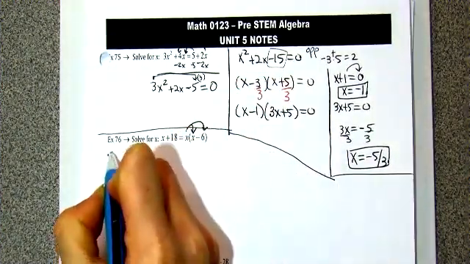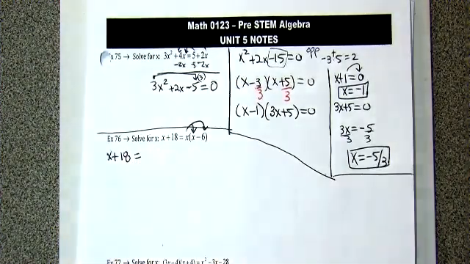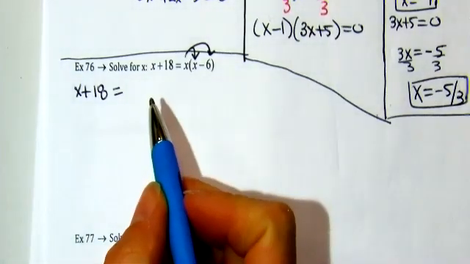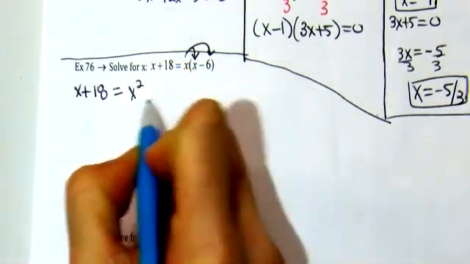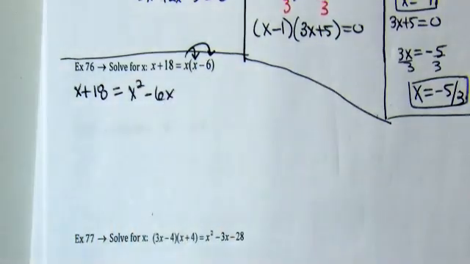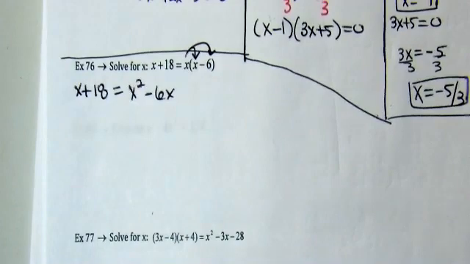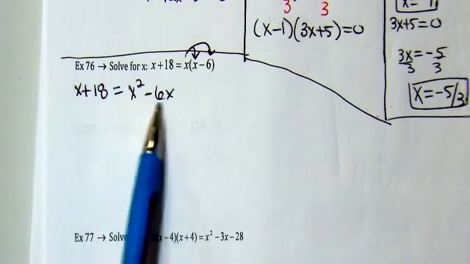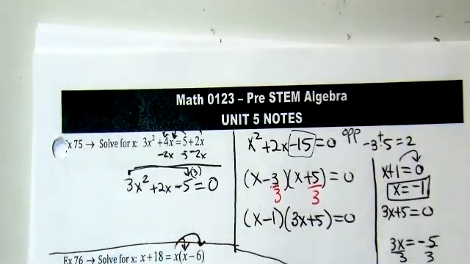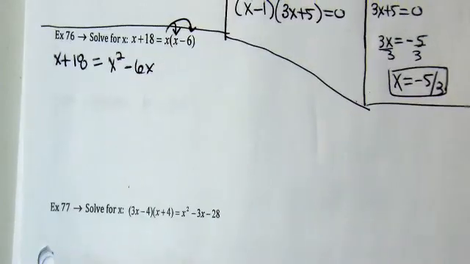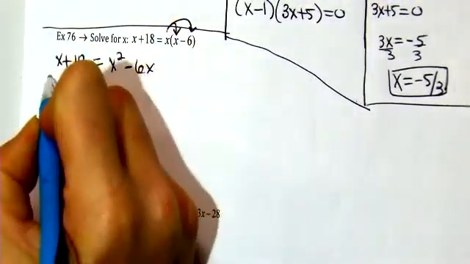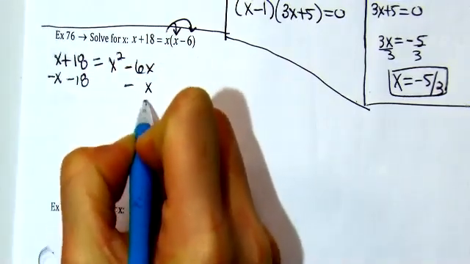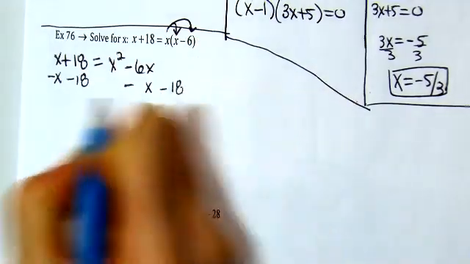So I'm going to rewrite, I have x plus 18 on the left-hand side of the equal sign. And then I have to distribute: x times x is x squared, and x times a negative 6 is a negative 6x. So from here, what we're going to do is get everything on the same side. I'm going to choose in this problem to keep everything on the right-hand side rather than the left, just because my x squared term is already positive over here. So I'm going to subtract x and subtract 18. And so I'm going to write minus x underneath the x term and minus 18 over here.